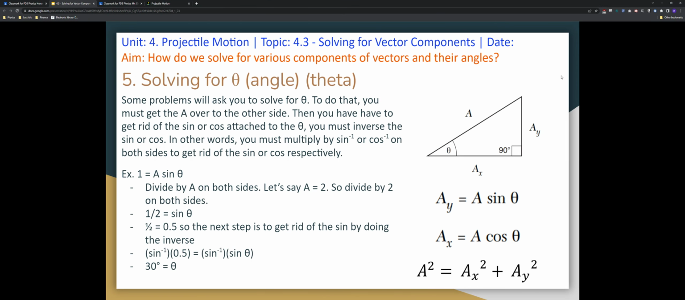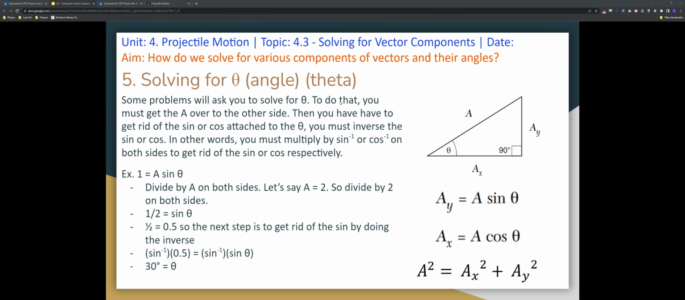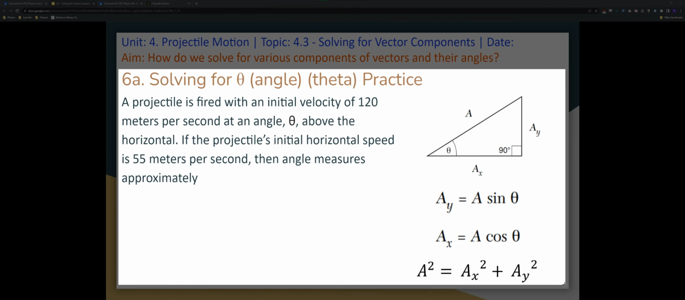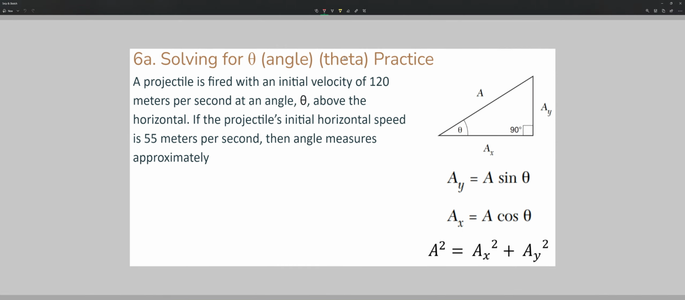But let's move on to the next part. Let's say now the question is asking you to solve for the angle. What will we do there? The easiest way to show you is to go through a problem first. Let's go through one of these problems.